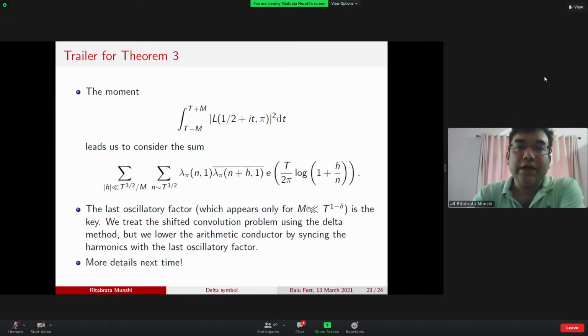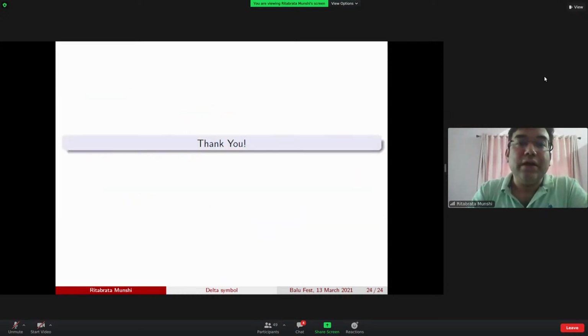And you'll see that if we take M to be of size T, so if you're genuinely looking at the second moment of GL3, then this part is not there, and you're basically left with the shifted convolution sum problem, which is not that good. We don't know how to get a non-trivial bound for that. But if we allow a shorter range in the moment, we get an oscillatory term over here, and this term we use to lower the conductor in the delta method approach that we use. With that we get a non-trivial bound as long as M is between T to the power 3/8 and 5/8. I'll not give any more details about this, and maybe next time I'll come up with more details. Okay, so with that, thank you.